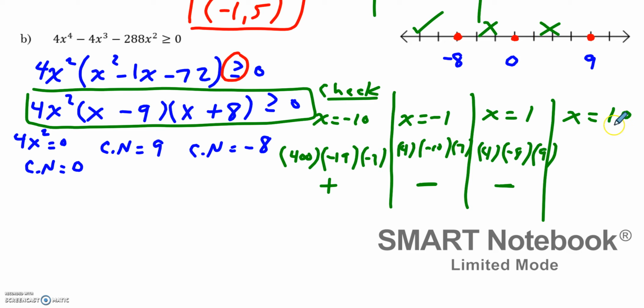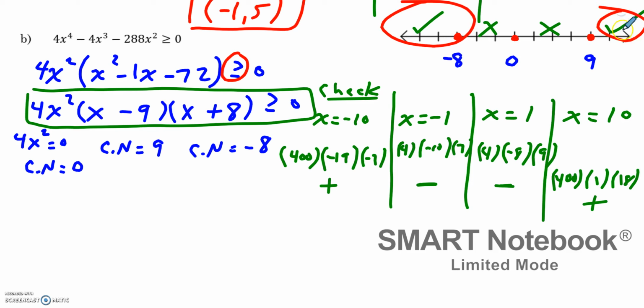If I take 10 and plug it into this, 10 squared is 100. 100 times 4 is 400. If I take 400 and multiply that by 10 minus 9, or 1, and then 10 plus 8, or 18, positive times positive is positive. And positive numbers are bigger than 0. So this region works as well, which means the two regions that are true are the first and last ones.